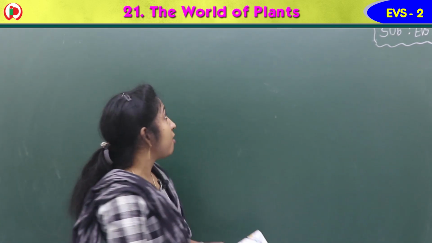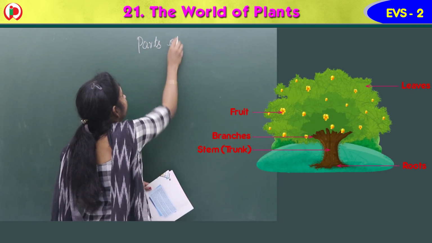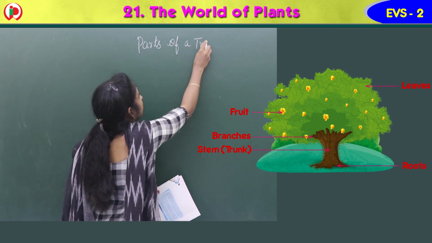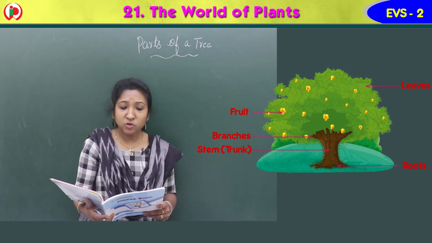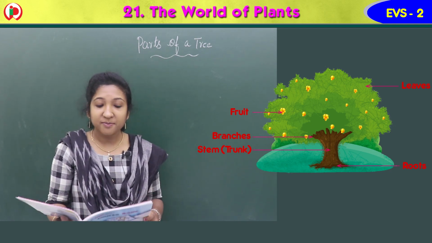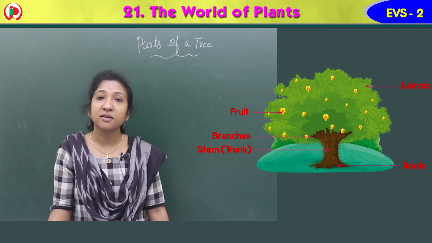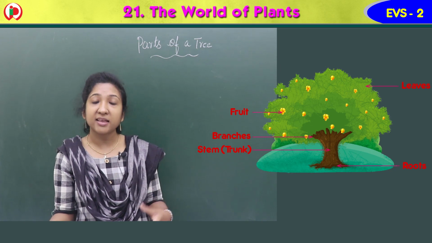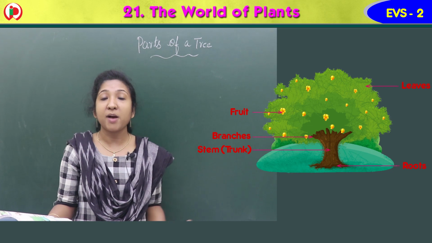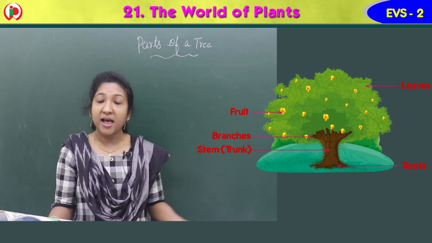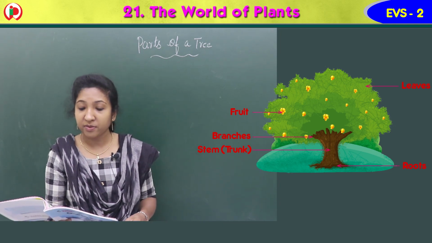Next we will learn about parts of a tree. Parts of a tree. Okay. Do you know that like us, plants also have different parts? We have different parts, isn't it? We have hands, legs, eyes, nose, etc. Same like that, plants and trees also have different parts.